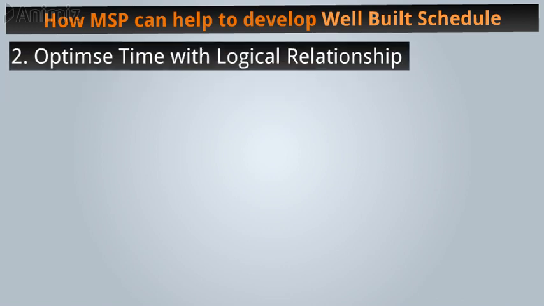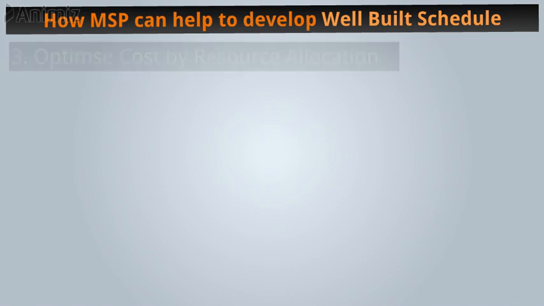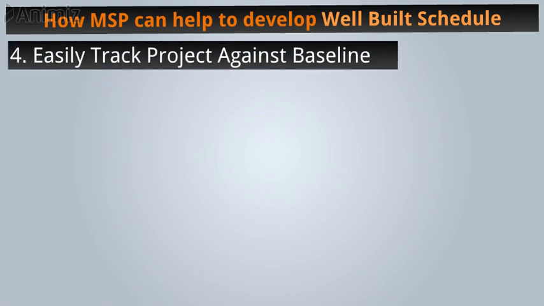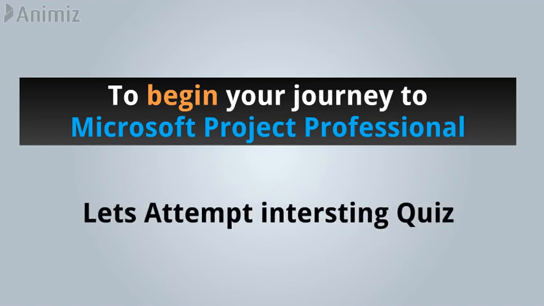Once we define the relationship between the activities, then we can use it to optimize the time of the project by identifying the critical path and allocating resources accordingly, which can also help us to optimize the total cost of the project. And then the real art lies in the monitoring and controlling, which can be easily done against the baseline in Microsoft Project. So let's begin the roller coaster ride to Microsoft Project through engaging interactive learning.